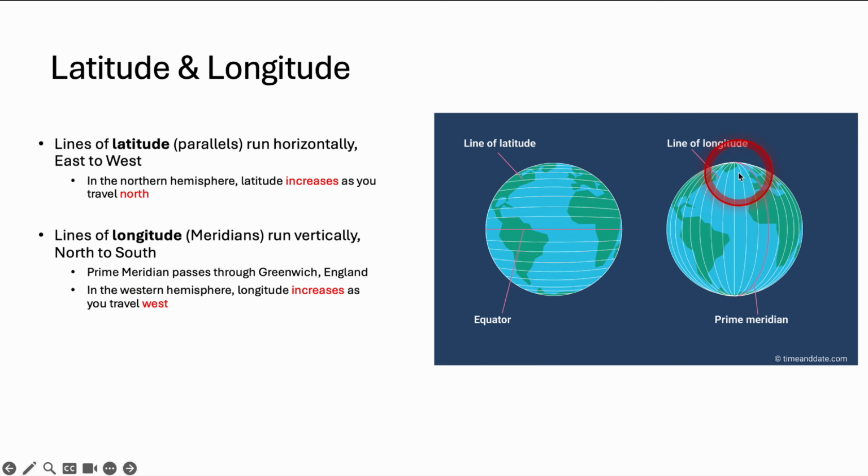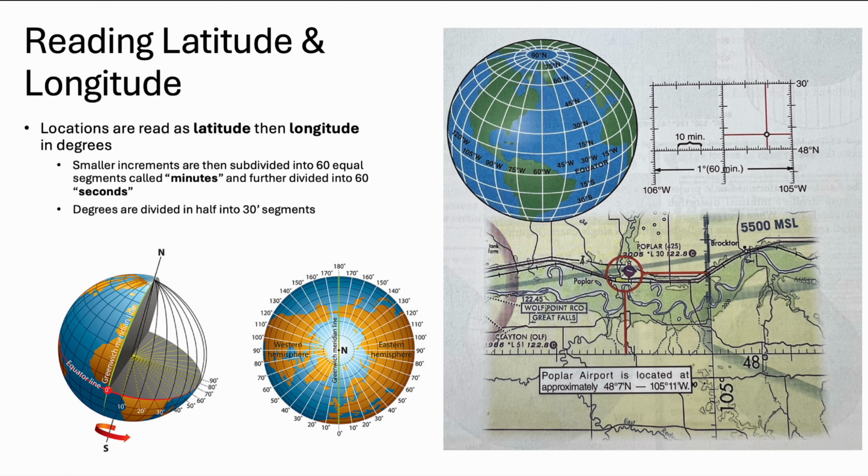And lines of longitude run vertically, and those run parallel to the prime meridian. So as you go west of the prime meridian, those numbers increase. As you go closer to it, they decrease. So understanding those lines a little bit more, we always read coordinates as latitude first and then longitude, and these are read in degrees.